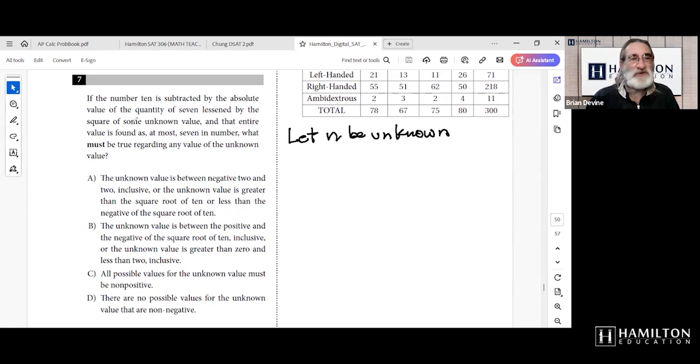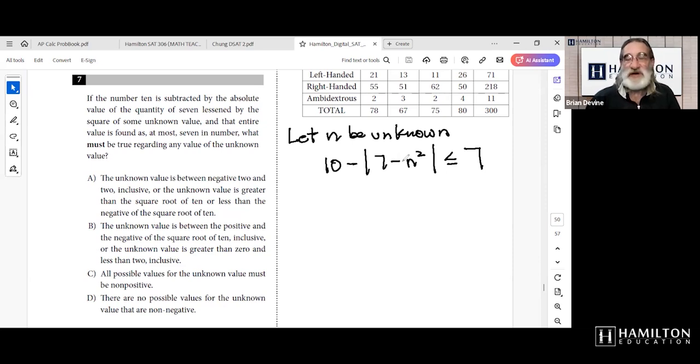And now I'm going to translate the words into some sort of algebraic thing I can play with. So the number 10 is subtracted by, so that would be 10 minus the absolute value of 7 minus our unknown squared, has to be at most, less than or equal to 7. Okay, now we're set up.